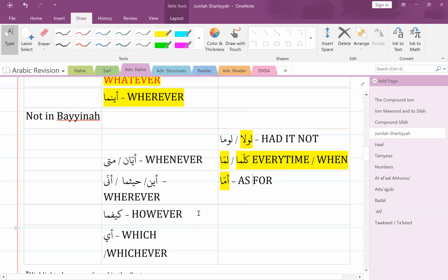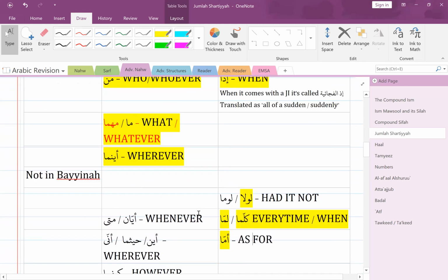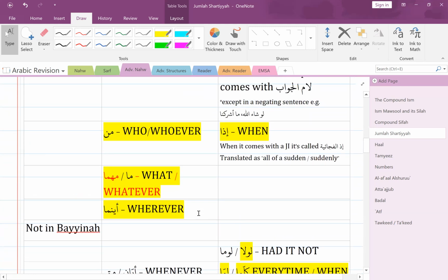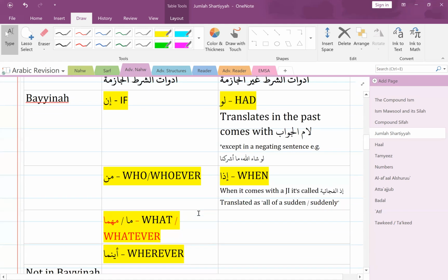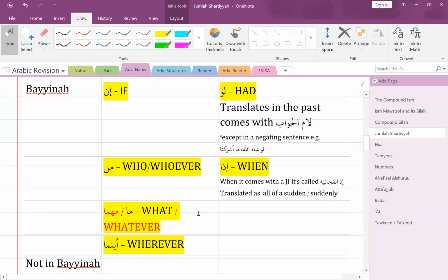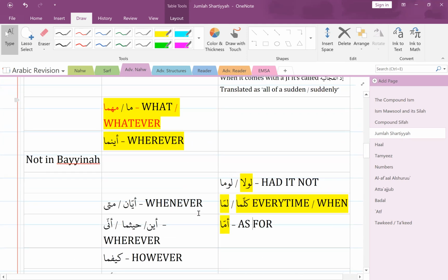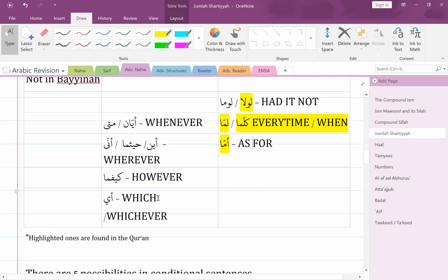Now, if you've seen the table, you would realize that I put some colors on it. There's some yellow, there's some red, and you're probably wondering why I did this. Basically, whatever is in yellow is what I could find existing as a shart in the Qur'an. These are the ones that I could find as shurut, as conditions, as adawatu shart in the Qur'an. It doesn't mean that, for example, mata doesn't exist in the Qur'an.